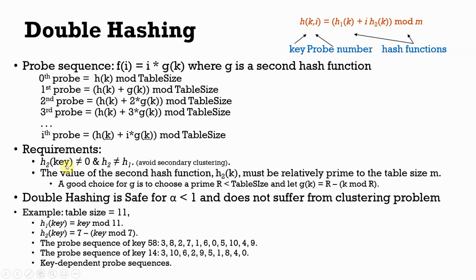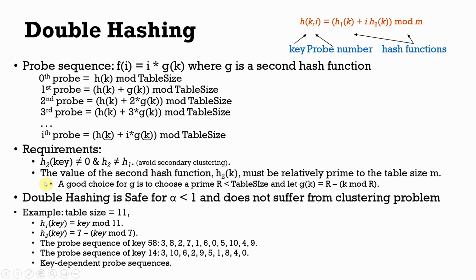So the requirement is that h2 of any key is not 0, because we're supposed to provide a different value than h1, right? And h2 and h1 are not the same, to avoid secondary clustering. And the value of the second hash function h2 of k must be relatively prime to the table size m.